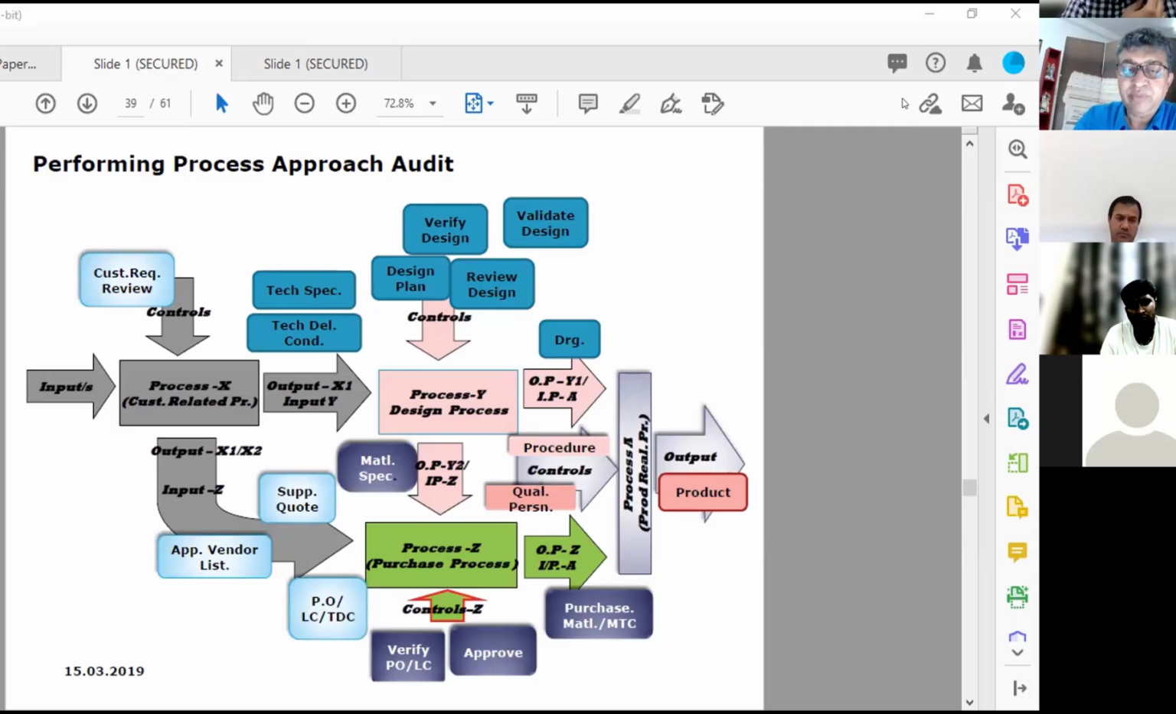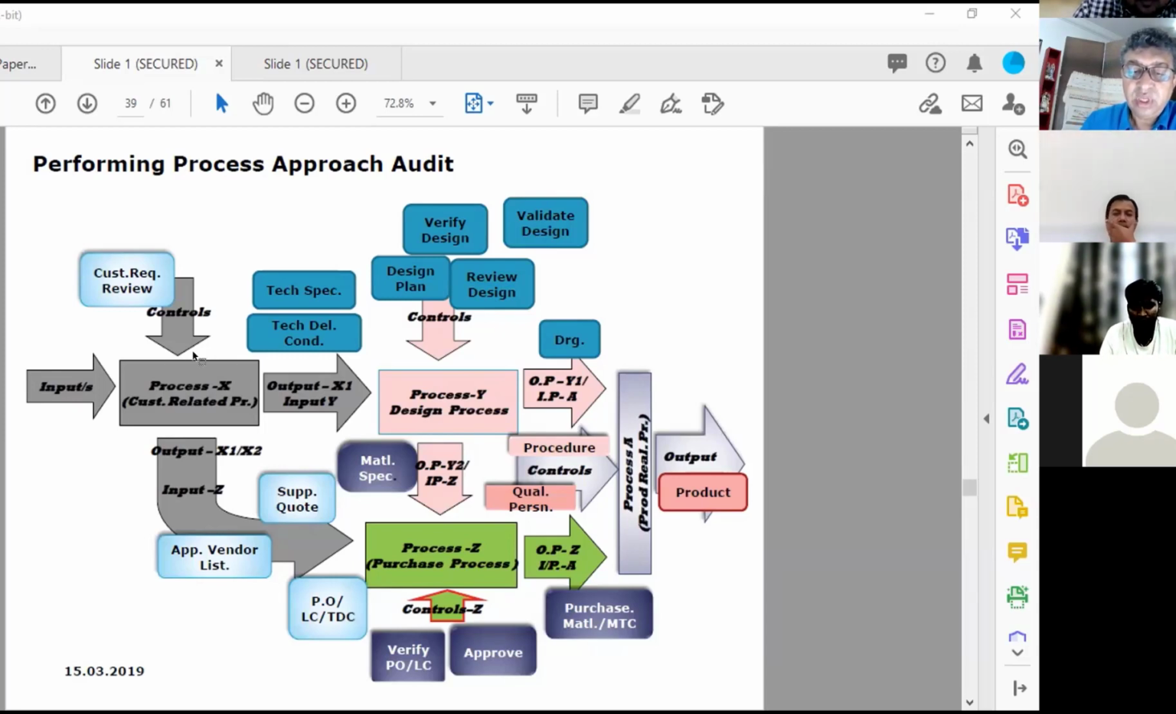Now, for the moment, let me explain performing the process approach audit. See how process approach audits are done. We are integrating different processes, the three: gray, pink, and green. These are the three different processes. So how we are linking one process with the other is what we are going to discuss. And that's how audits are really done.